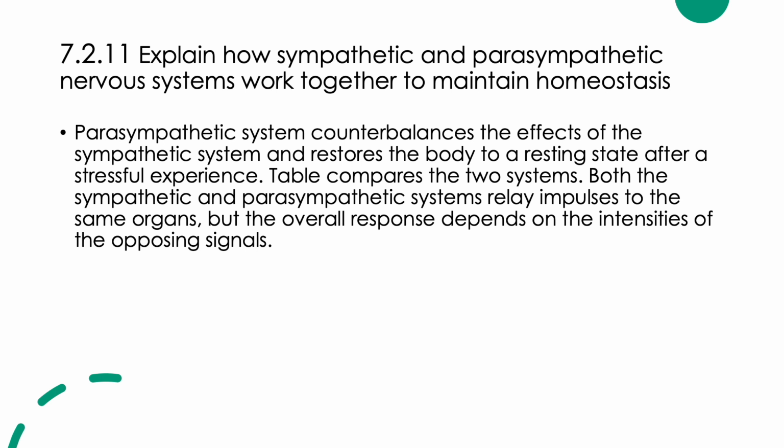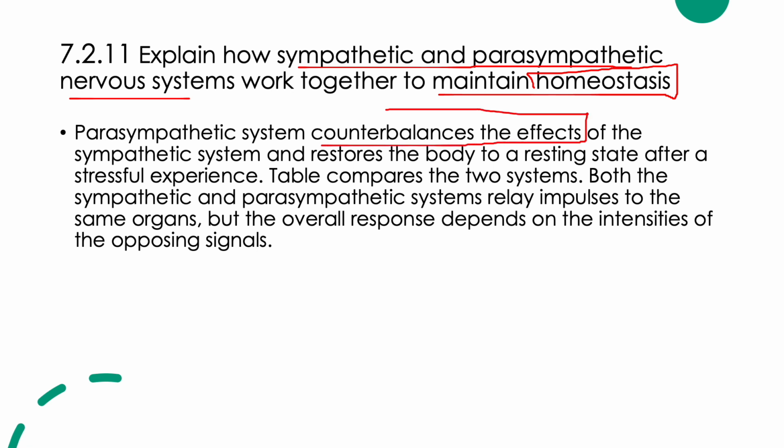We have to explain how the sympathetic and parasympathetic work together to maintain homeostasis. You know that homeostasis is maintaining the internal environmental conditions. So whether your body is at rest or it is very active, in both cases the parasympathetic counterbalances the effect of the sympathetic nervous system. So in this way they restore the body's normal resting state, and it helps you to be in a homeostatic position. We will see a table on the next slide to discuss more.